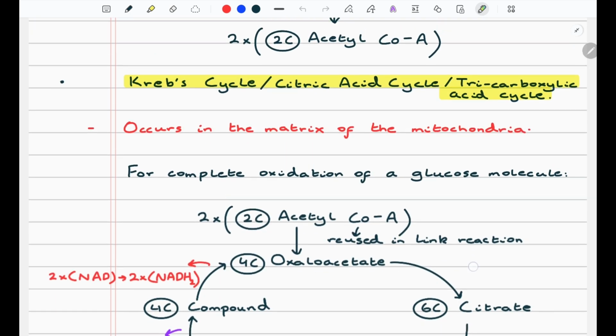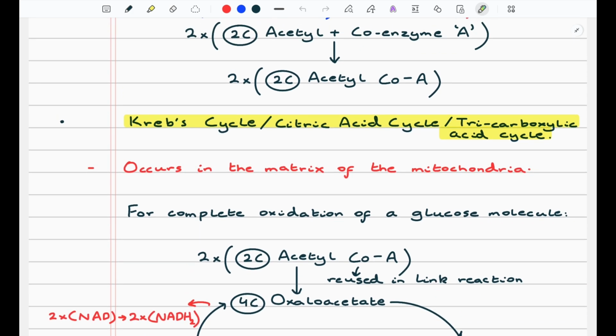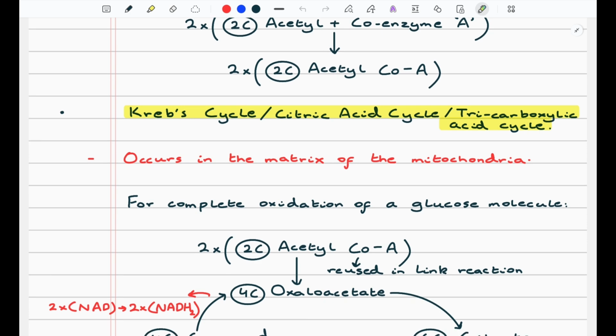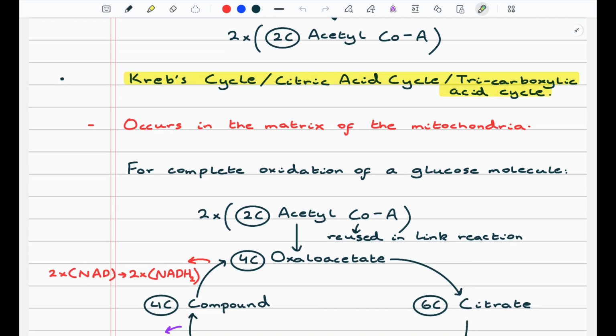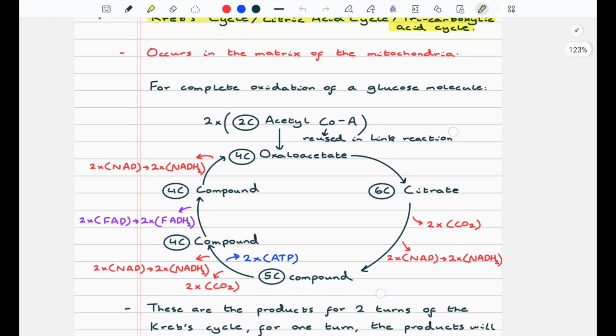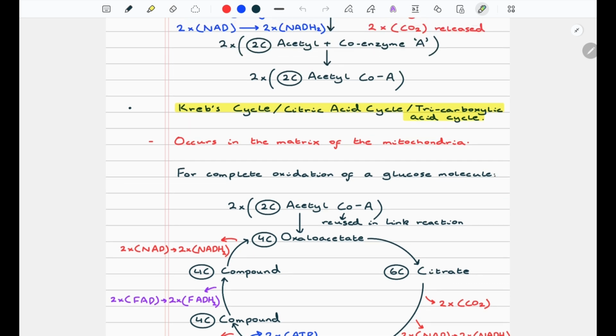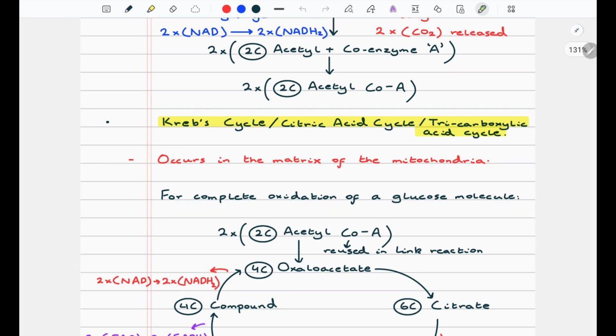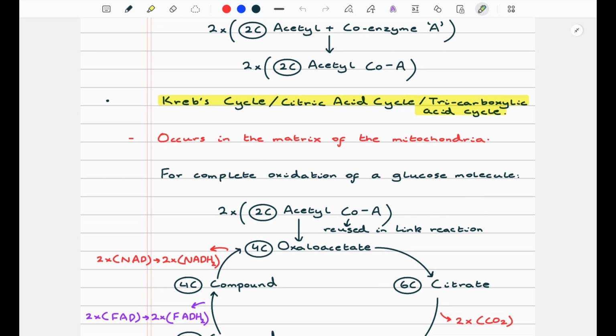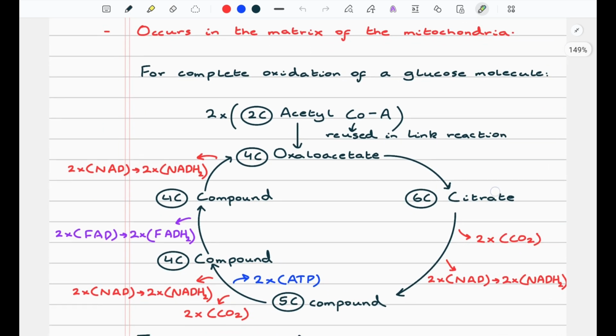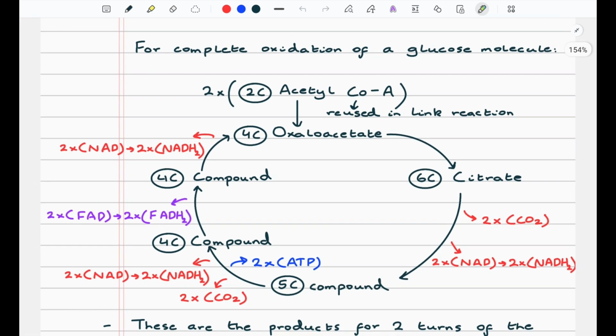After link reaction, we've got Krebs cycle, which is also known as citric acid cycle or tricarboxylic acid cycle. This also occurs in the matrix of the mitochondria. So this process that I've written here is for the complete oxidation of a glucose molecule, which basically means that 2 acetyl CoA are being used, which means 2 turns of the Krebs cycle. If I was only doing it for 1 acetyl CoA, that would mean 1 turn of the Krebs cycle. But since it's for complete oxidation, 2 turns will be used for this example.